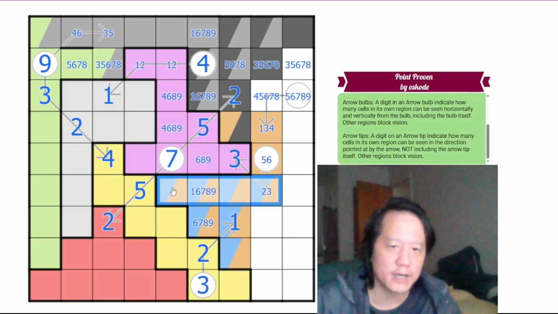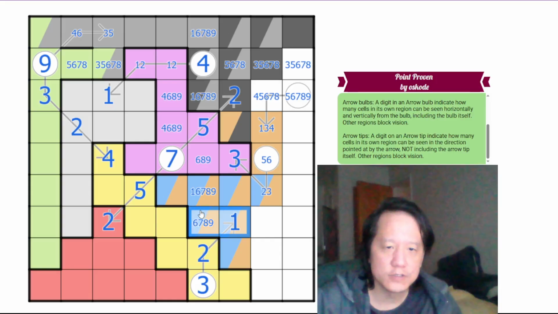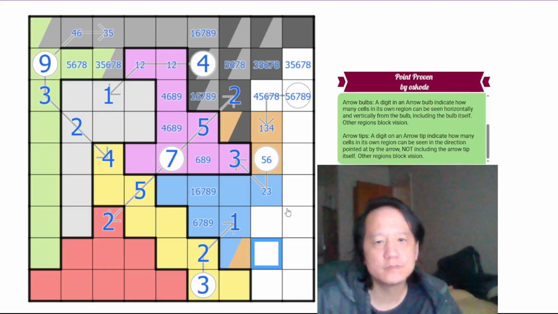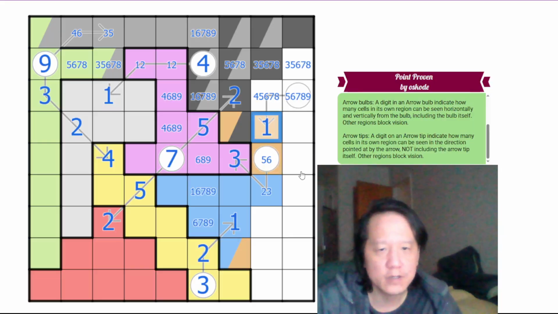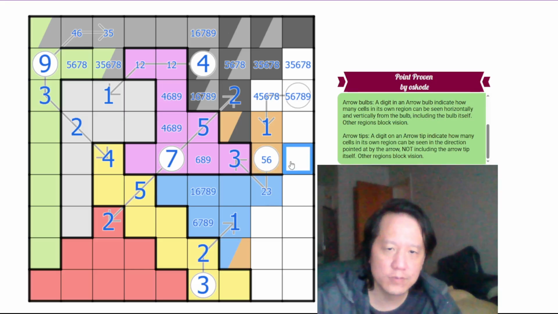So orange cannot be part of this region. Therefore, this is its own separate region and must be blue. So this is not orange. This is blue. This then, it must be a 1 because it cannot go any other way. It's blocked there. This is not blue.